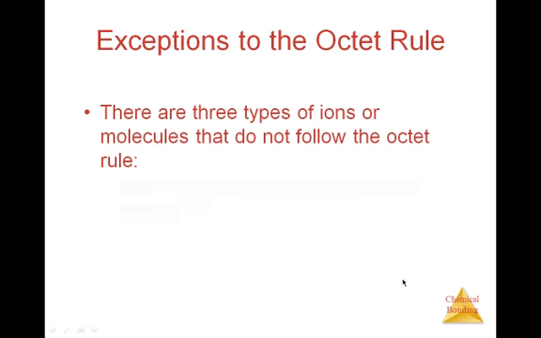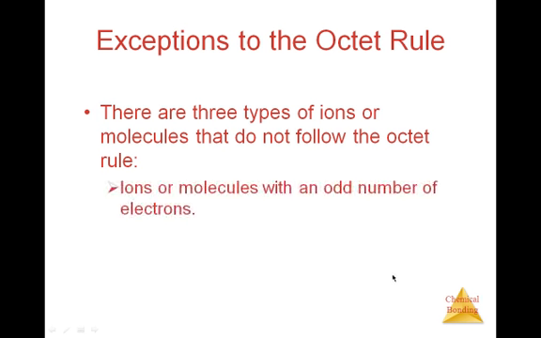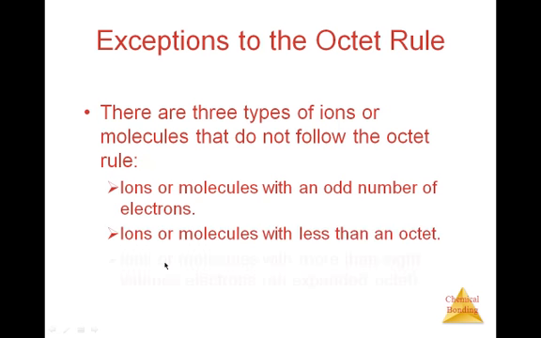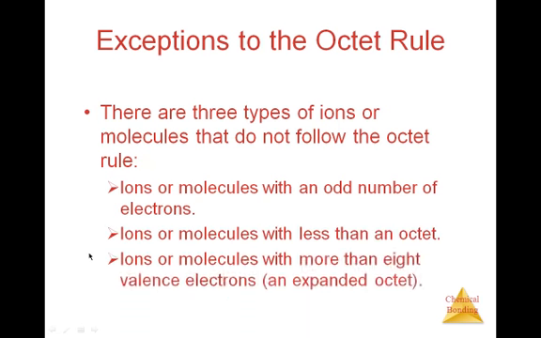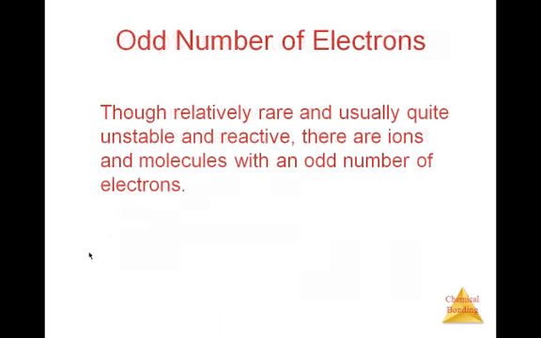Alright, moving on. There are actually exceptions to the octet rule. There are 3 types of ions or molecules that don't follow the octet rule. First one is ions or molecules with an odd number of electrons. Second is ions or molecules with less than an octet. And the third one is ions or molecules with more than 8 valence electrons, an expanded octet. So let's go through them. Odd number of electrons. It's usually rare, and it's unstable and typically very reactive.